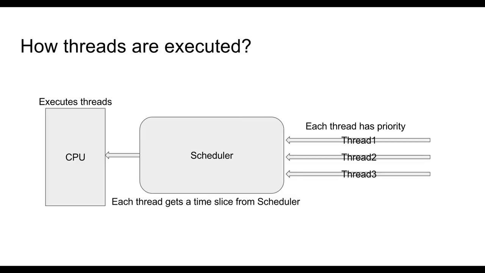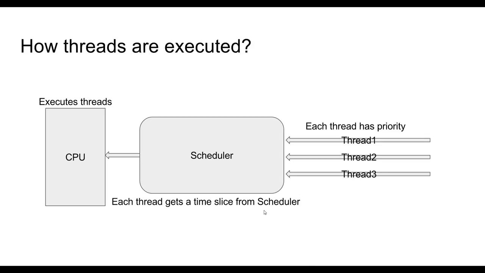How are threads executed? As we can see, we have 3 threads, and each one of them has a priority. For example, if thread 1 has a higher priority than the other 2, it gets more time slice from the scheduler. The scheduler forwards it to the CPU, which executes the threads. If the priorities are changed to equal, every thread gets the same amount of computing time.